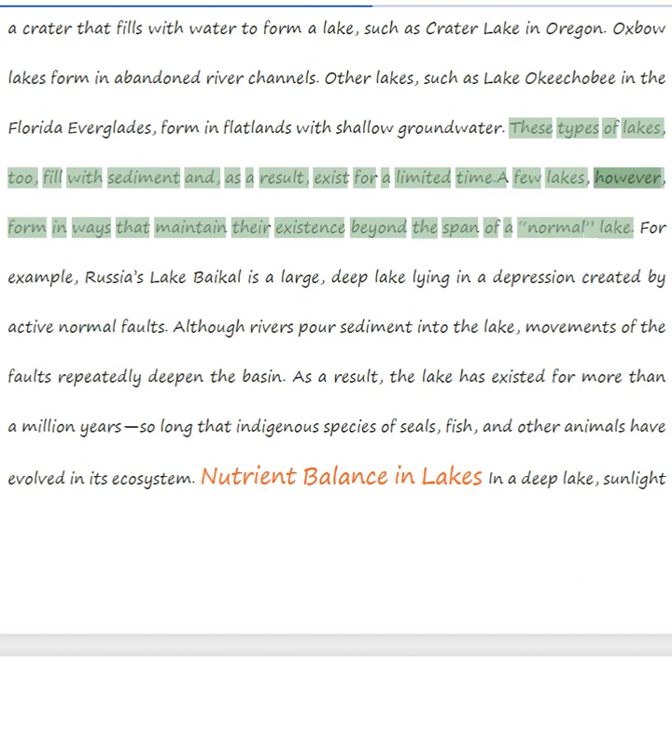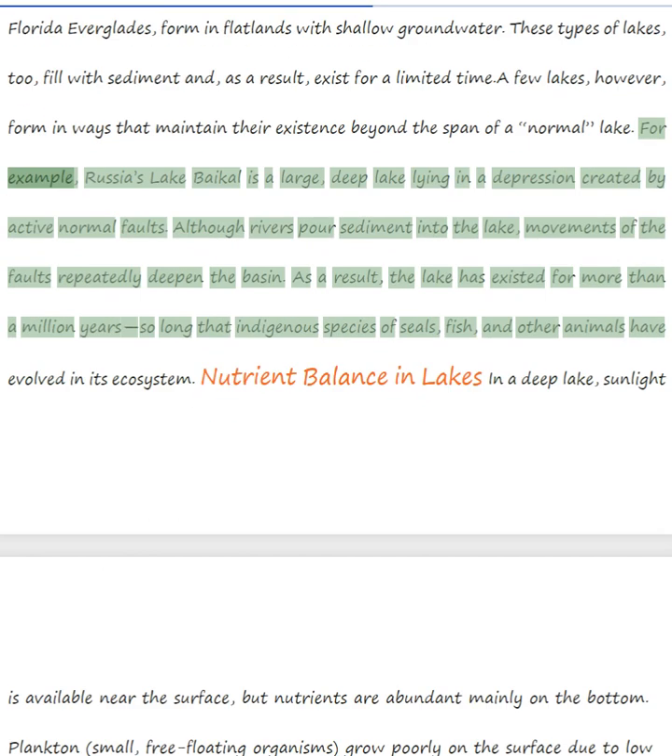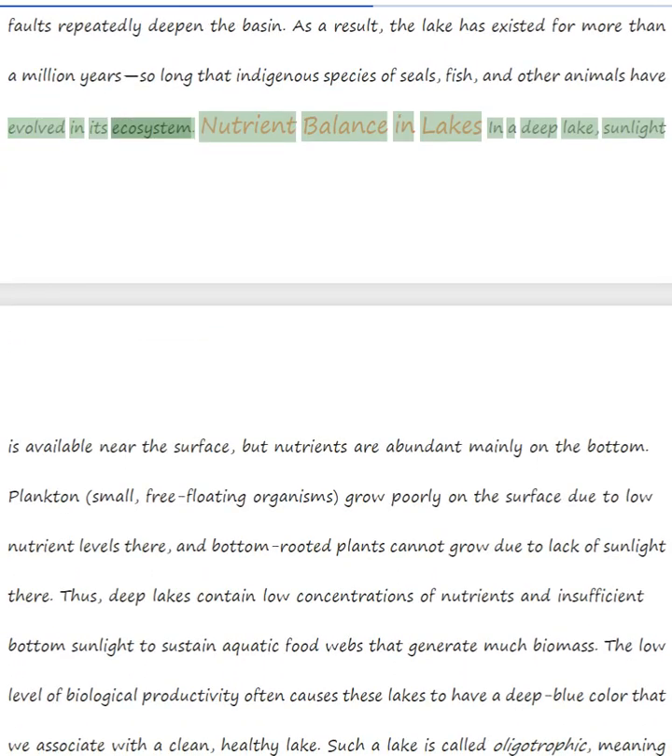A few lakes, however, form in ways that maintain their existence beyond the span of a normal lake. For example, Russia's Lake Baikal is a large, deep lake lying in a depression created by active normal faults. Although rivers pour sediment into the lake, movements of the faults repeatedly deepen the basin. As a result, the lake has existed for more than 1 million years, so long that indigenous species of seals, fish, and other animals have evolved in its ecosystem.